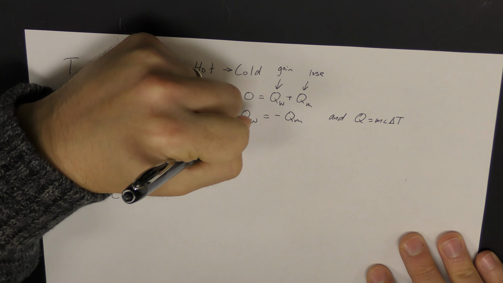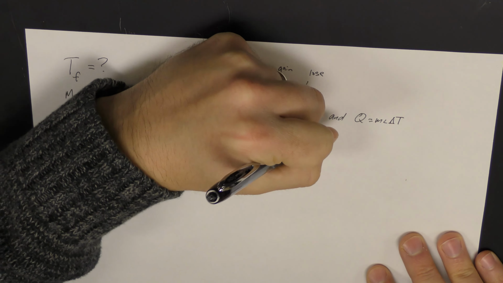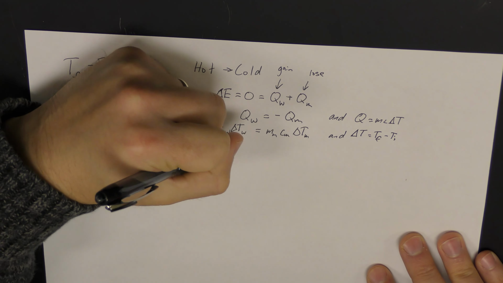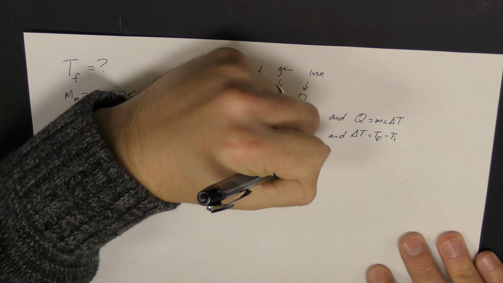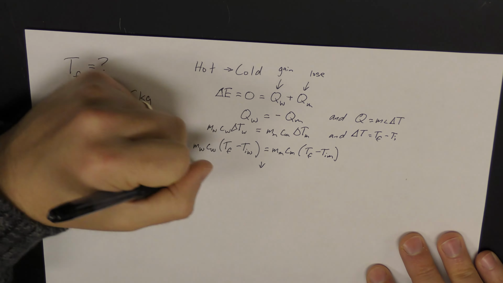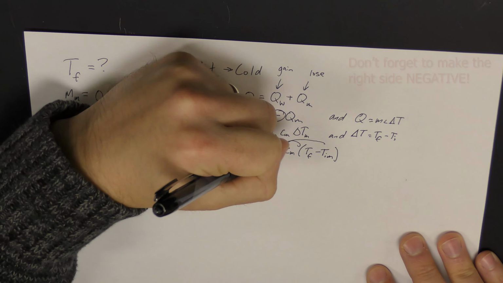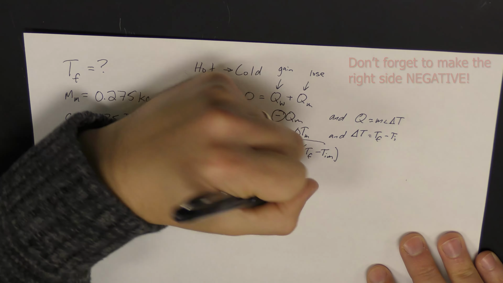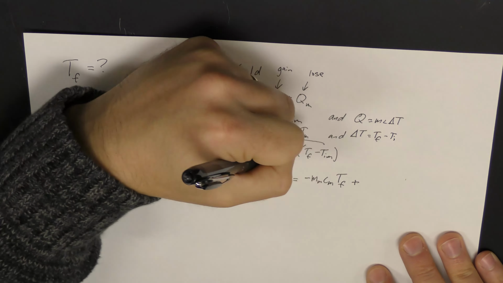So if we take this idea and apply it with Q equals mc delta T, we can set mc delta T equal to mc delta T. And we can replace delta T with T final minus T initial. If we multiply our T's out, we get a big old mess of math that's just going to get worse because we need to solve this for T final.